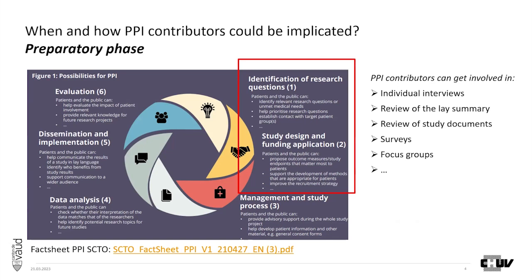So how can they concretely be involved at this step? At this step, you can think about individual interviews to get their opinion. You can include them in the revision of the lay summary of your study to make it more comprehensible and understandable for the public at large. They can help you review the study documents, again, to make them more understandable. They can be involved in surveys, especially if you want to include large numbers of people and get their opinion on different points you want to clarify regarding your protocol.